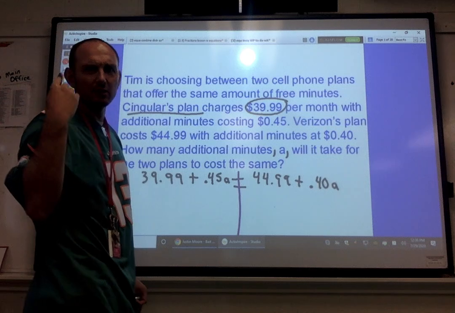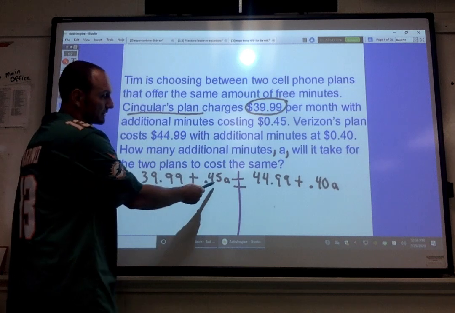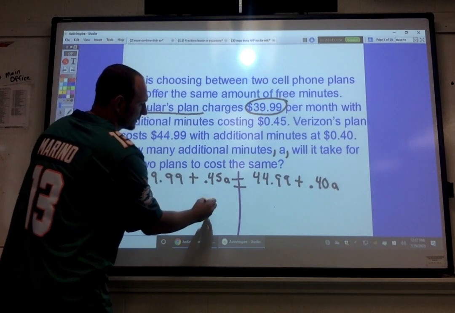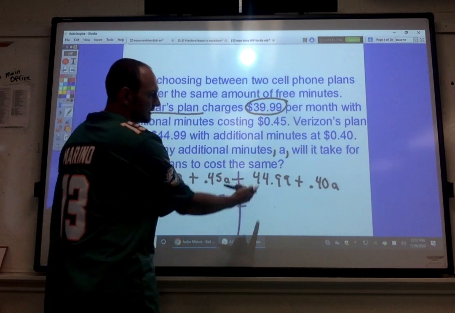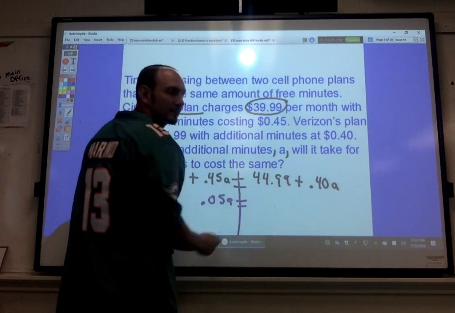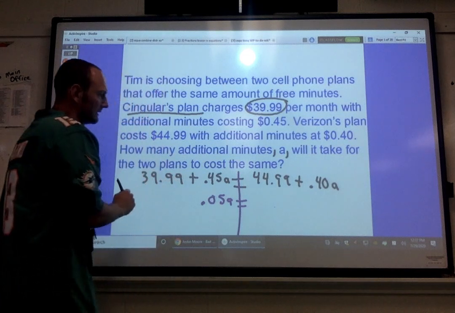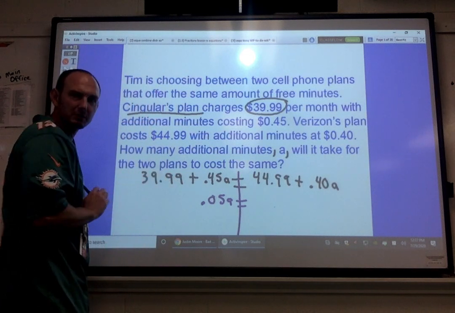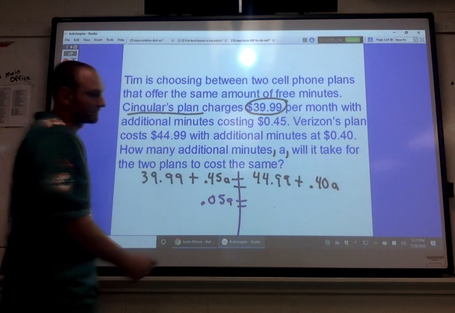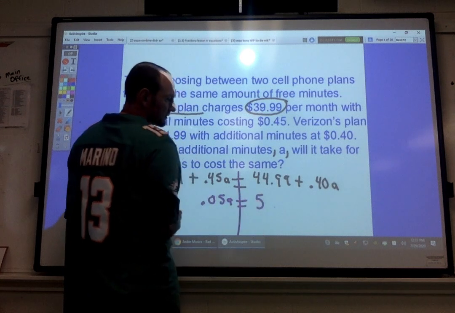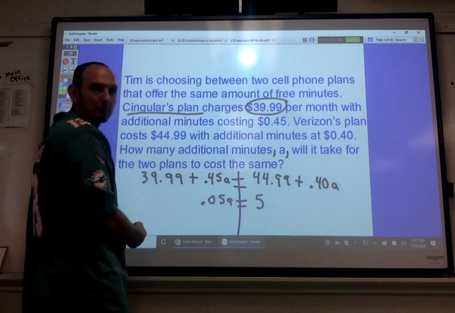I look at it and think logically: this plan starts off cheaper, but they're charging me 5 cents more per minute. This plan over here costs more, but they're charging me less. So in the long run, if I use a lot of minutes, this is probably going to be cheaper. If I'm not going to use too many minutes, this is going to be cheaper. But again, we're finding out what's going to make them cost the same. So this has $5 more as a fee. This one's 5 cents more per additional minute.